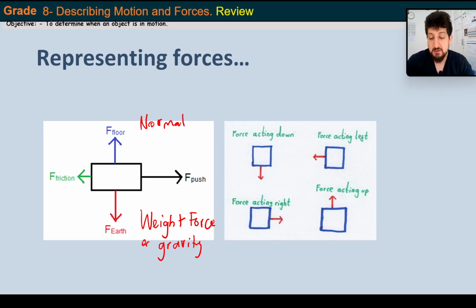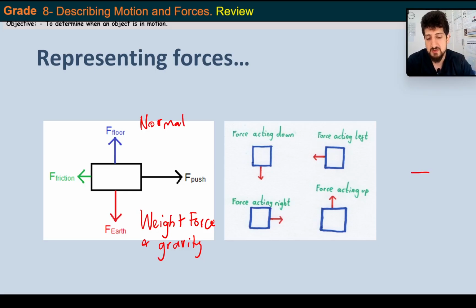The other way we represent forces is with a direction. So this one is acting down, this one is acting to the left, this one is acting to the right, and this one here is acting up. So the forces can be represented using arrows, and the arrows tell us a lot of information. The arrows tell us the direction of the force as well as the size of the force.